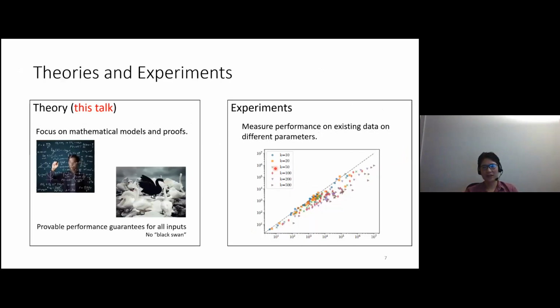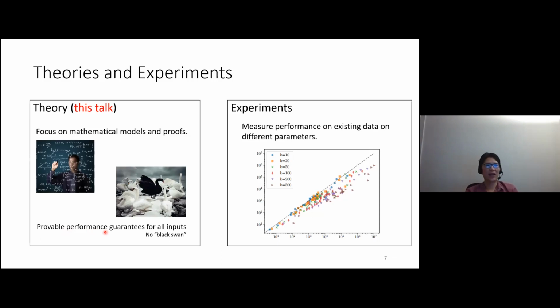And I should also distinguish between the two sides of research on algorithms, theory and experiments. So the theory side, which is going to be the focus of this talk and my work, we focus on mathematical modeling of computers, and we try to prove that something works. And one principle that we try to follow is to have principled performance guarantees for all the inputs. In some sense, we don't want something unexpected like a black swan, like some input that we haven't thought of and it didn't work. We didn't want that. We want to prove that the algorithm works for all the inputs.